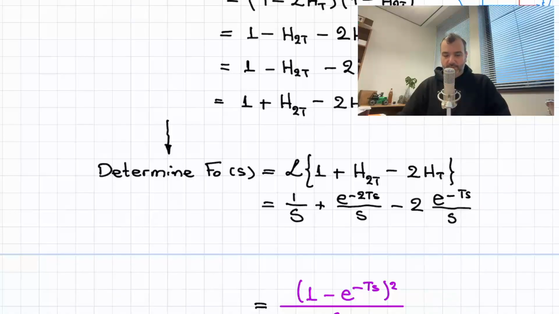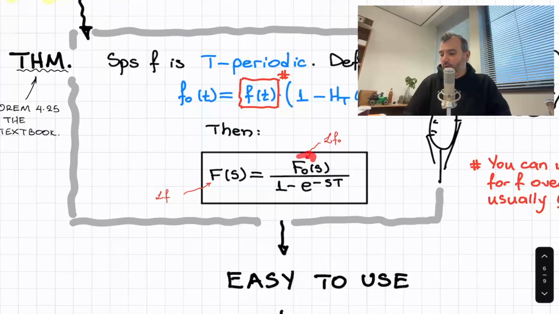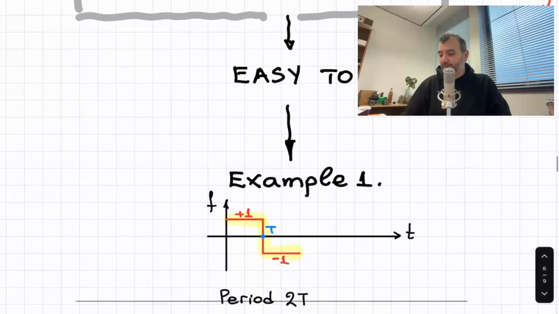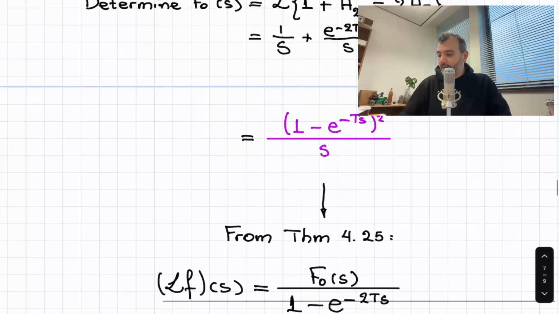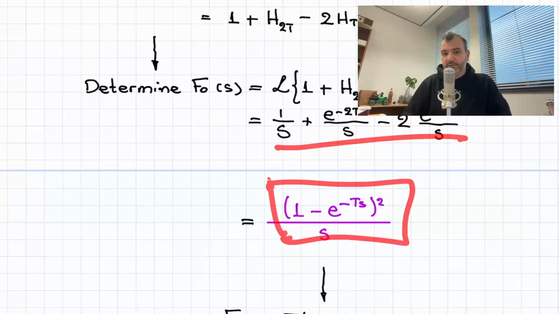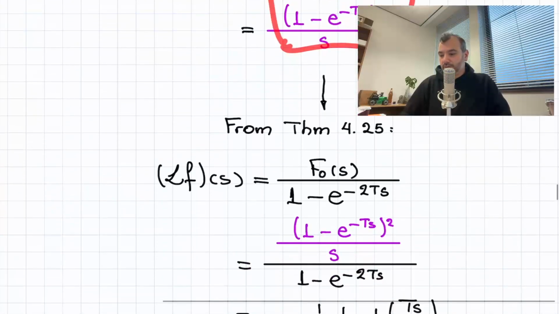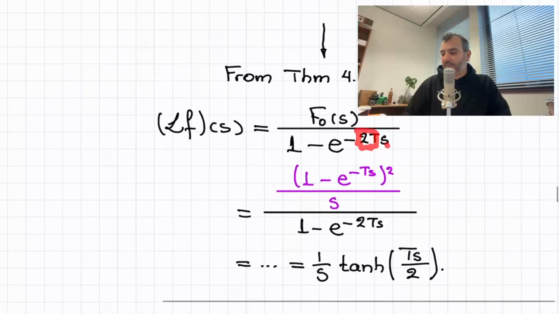Essentially, we're done now. Let me scroll up to show you the theorem. So the theorem says, once you have determined the Laplace of f naught, just divide by this, and you have the Laplace of f. So let's have a look. This is the Laplace of f naught. I have just simplified it over here. So the Laplace of f is the Laplace of f naught divided by 1 minus the exponential of minus period. Don't forget the period is 2t times s, and that's it.